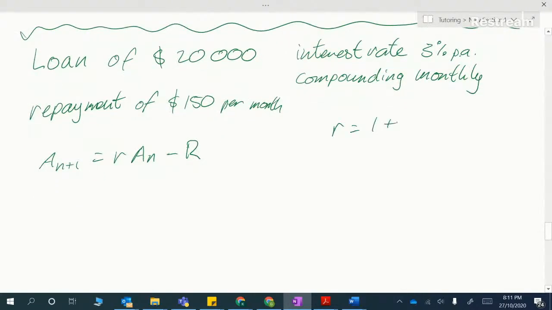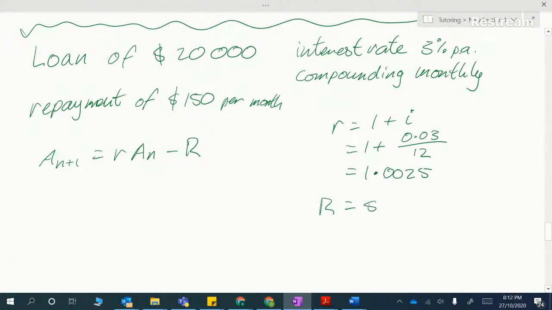So r is basically going to be 1 plus i, that you would normally calculate in a compounding interest loan situation. Now if you're wondering why I add 1 to it, it's because you want to increase by that interest rate. So you have to add the interest rate to 1. 1 would represent 100%, and if you multiply by 100%, it stays the same. So you want to know increasing by that amount. So that's going to be 1 plus, but then it's 3% compounding monthly, like that. That's our lowercase r.